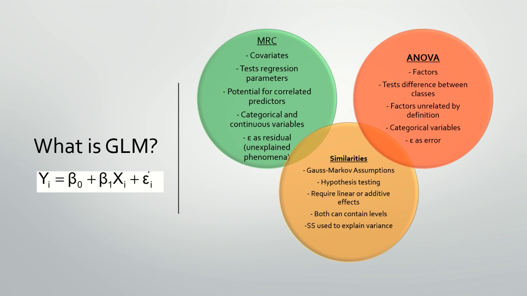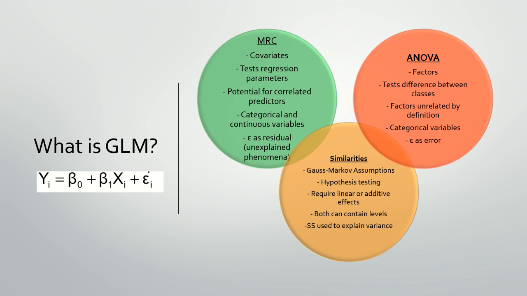In terms of the equation that the model operates under, y represents the dependent variable, b naught is the coefficient for when our intercept is 0, b is the weight assigned to each predictor, x is the vector of predictors themselves, and epsilon is the residual or error, depending on the form of the general linear model being used. Regression takes into account covariates, which are continuous variables, while ANOVA only takes into account factorials, which are categorical by nature. MRC also has an emphasis on testing regression parameters, while ANOVA is more focused on the specific differences between classes.